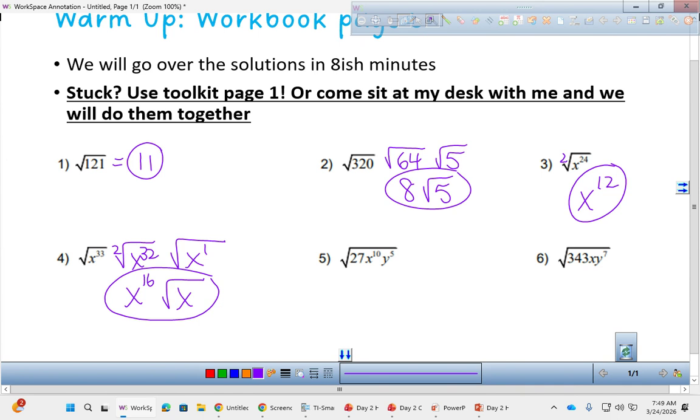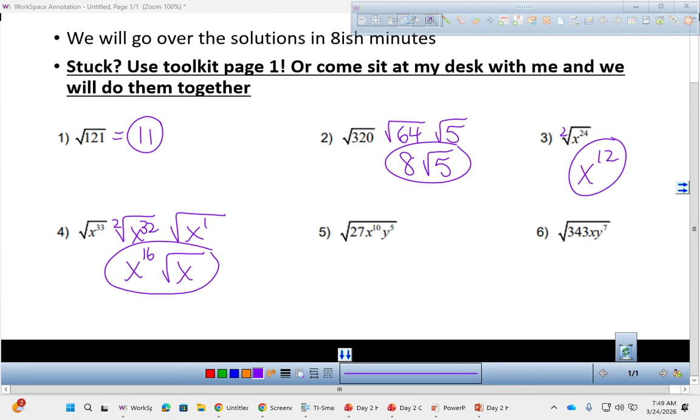Everybody okay with those so far? Review from yesterday. All right, number 5. It's just important for you to recognize that what you do to the 27 is not what you do to the x to the 10th, is not what you do to the y to the fifth. So sometimes it helps to just write them all separately. You don't have to do that, but separating them kind of separates that mentality.